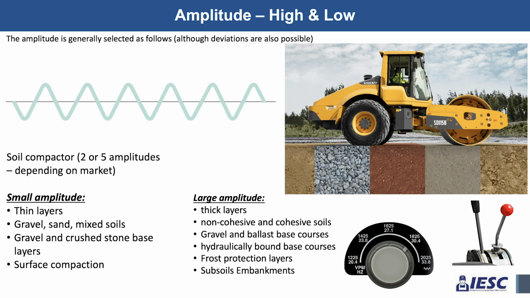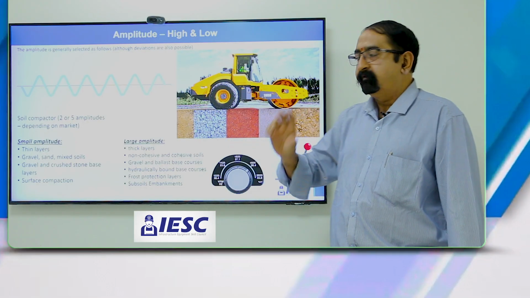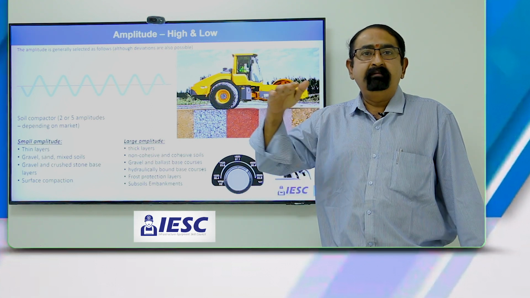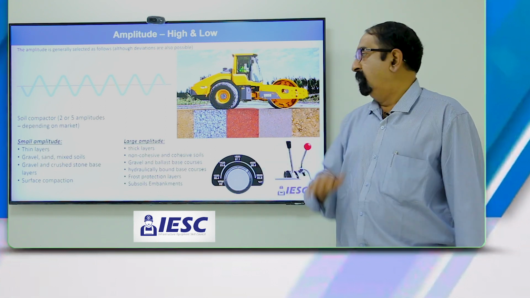In the case of soil compactor or asphalt compactor, the mantra is the same. You have to have two modes of operation. One is high amplitude and the second is low amplitude. High amplitude is depending on the thickness of the layer that we are going to compact. If the layer thickness is more, then you go for the high amplitude. If the layer thickness is less than 200 mm, then go for lower amplitude.